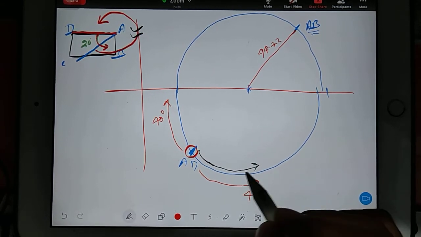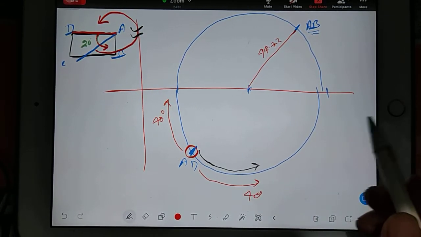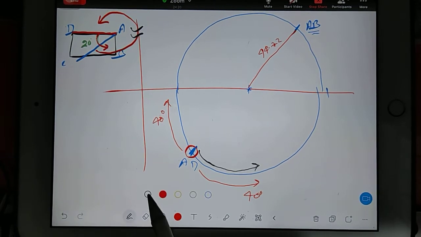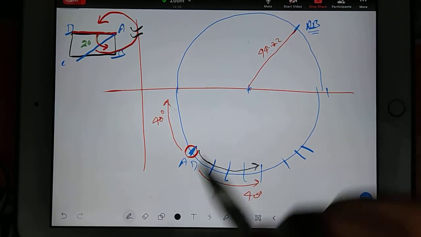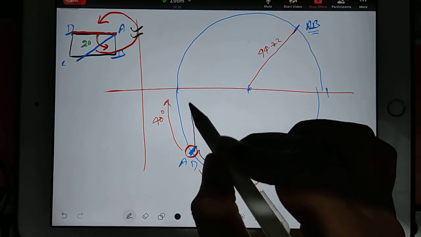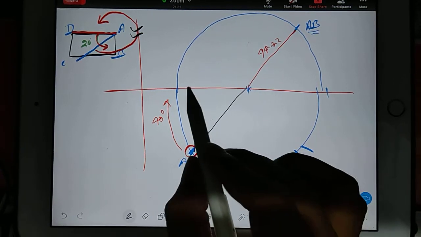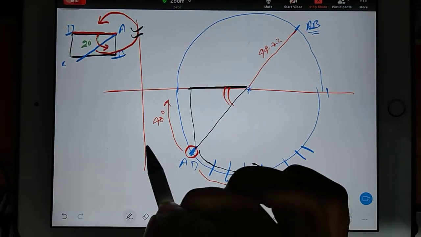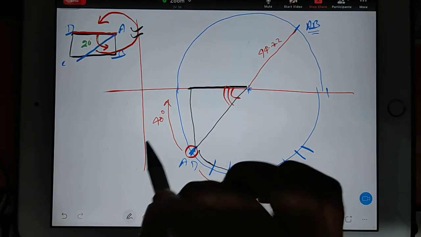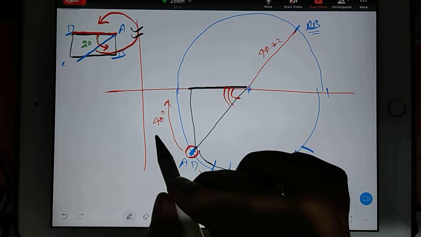Okay, after going 40 degree you will reach somewhere. So suppose, just an example, you are not sure where you will reach. So for that purpose you can do one thing. Where will you reach? To check that, a very easy concept is, you just complete your right angle triangle here, and you already know how much this angle is. You can easily find out this angle. How can you find out this angle?